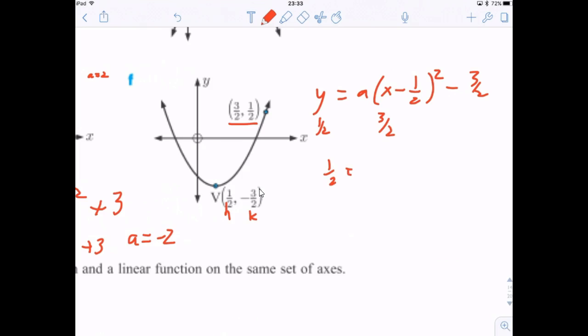So 3/2 minus 1/2 is 1, so 1 squared is 1, so we get this equation: 1/2 equals a minus 3/2. We're going to add 3/2 to both sides, and that will give us 3/2 plus 1/2, which is 2, equals a. So our a value is 2.